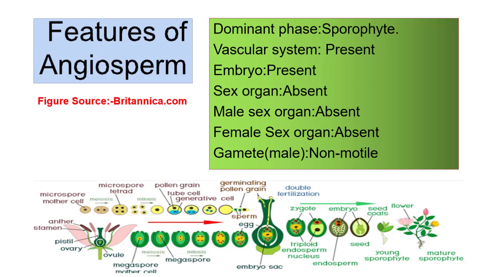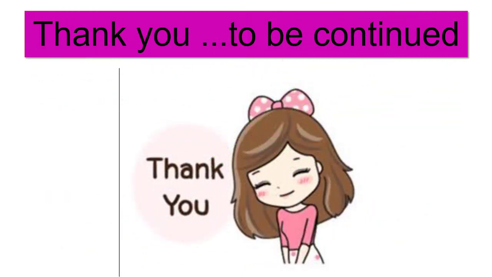And here is a figure you have seen on the screen, which shows how double fertilization occurs, how the process goes on, and how the mature sporocyte forms. So this is only a slide for the basic knowledge of angiosperms.